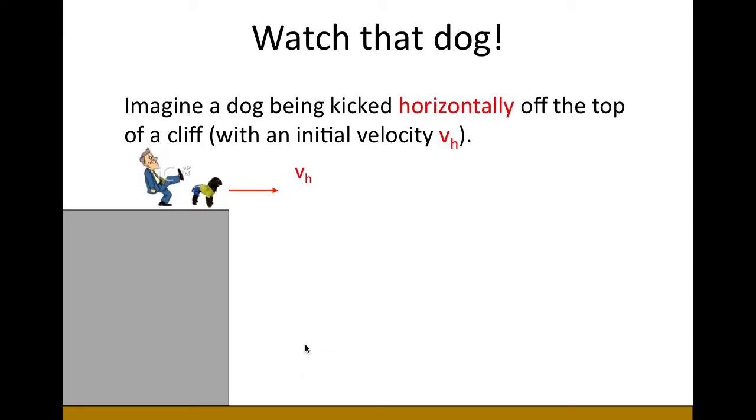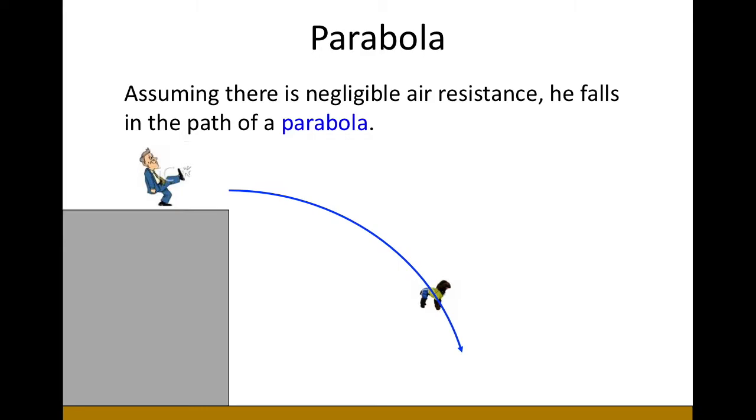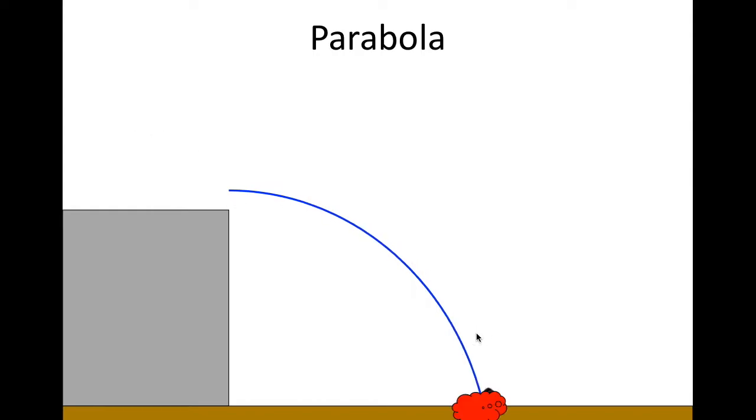Imagine that you were kicking a dog horizontally off the cliff. So horizontally, it would go this direction with an initial velocity of v sub h, and the h stands for horizontal. Assuming that there is no air resistance, so negligible just means very little, enough to just ignore, he falls in a path of a parabola. So notice that he kind of goes down in this curve, okay, until, of course, he splats.